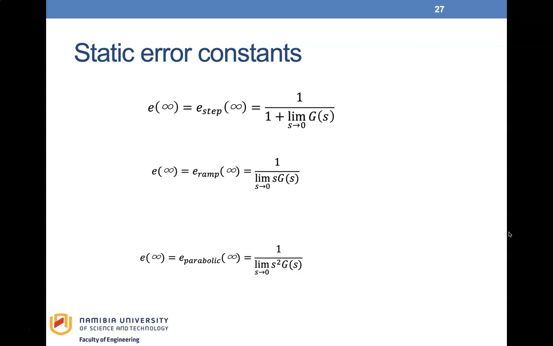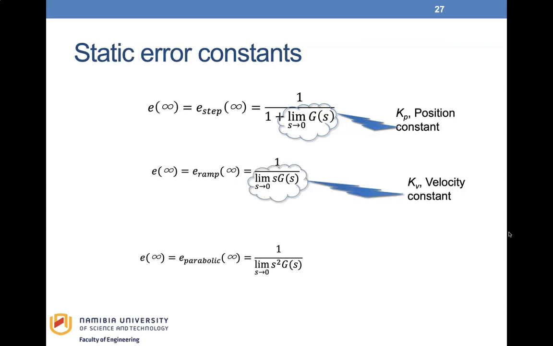We call these limits static error constants. And individually, these are the position constant, which is Kp, where Kp is the limit as s tends to 0 of g of s. The velocity constant, Kv, where Kv is the limit as s tends to 0 of s g of s. And the acceleration constant, Ka, where Ka is the limit as s tends to 0 of s squared g of s.